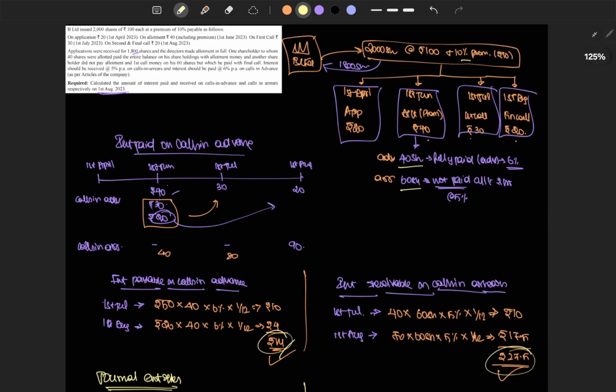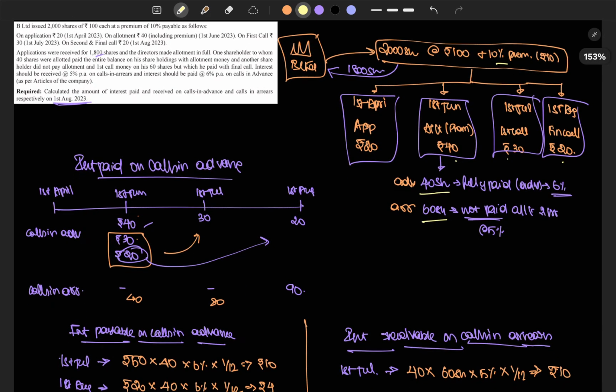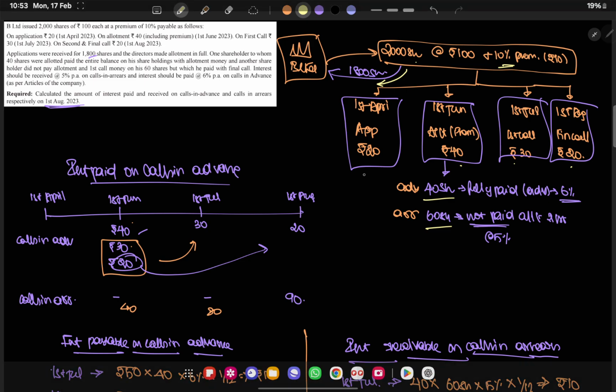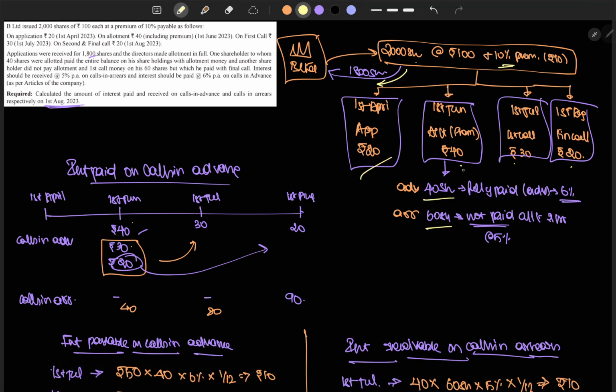Let's give a recap for this problem. This is one of the base level chapters from corporate accounting, and what is this chapter about? This is issuing of shares, and how we are collecting the money in different installments from the shareholders. So the company has proposed 2000 shares, and 90 percent have been subscribed, which is 1800, issued at premium 10 percent. On 1st April, application received for 20 rupees. On 1st June, allotment money received for 40. And 1st July, first call received for 30. On 1st August, final call received for 20.